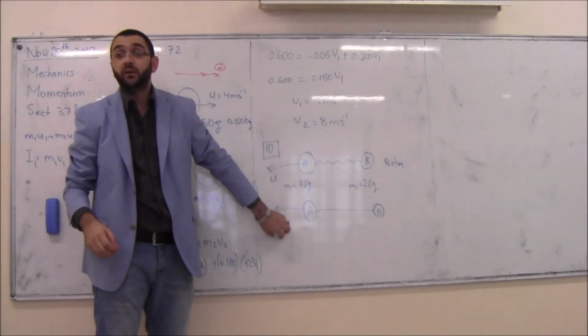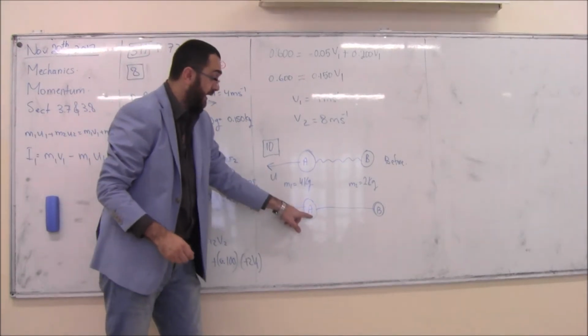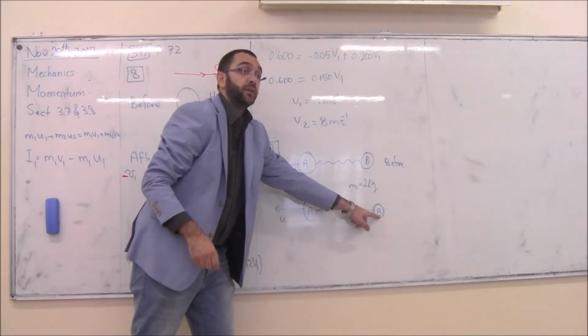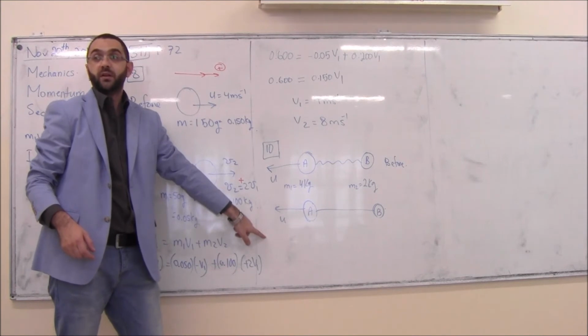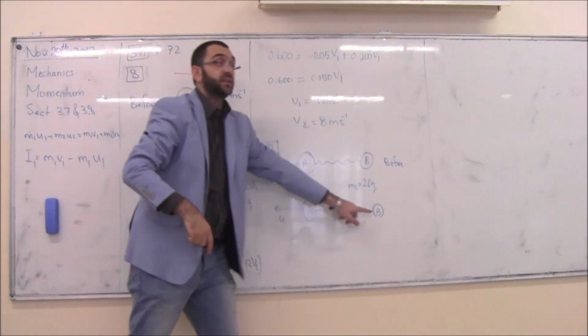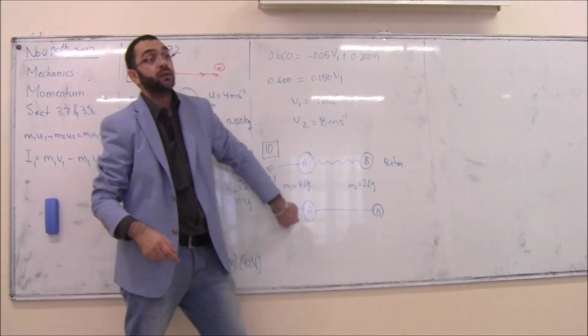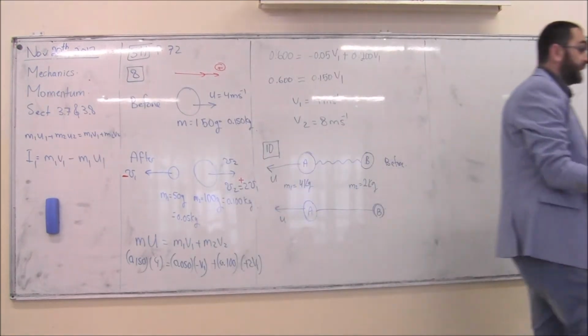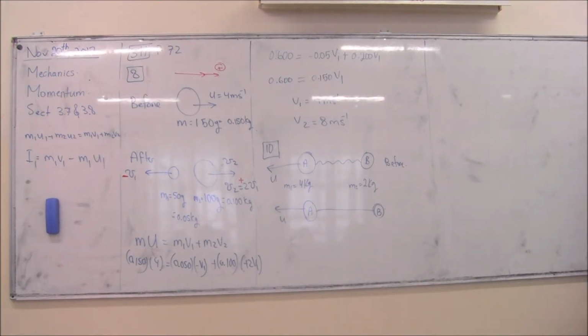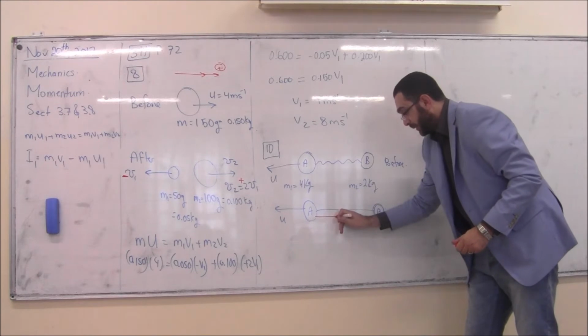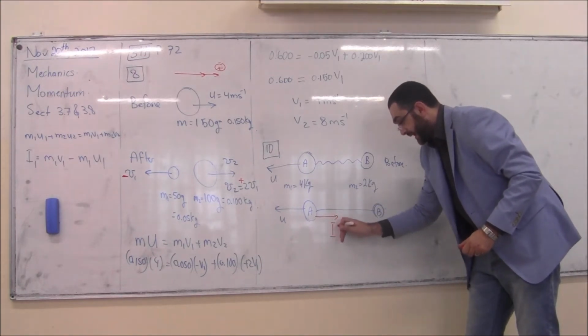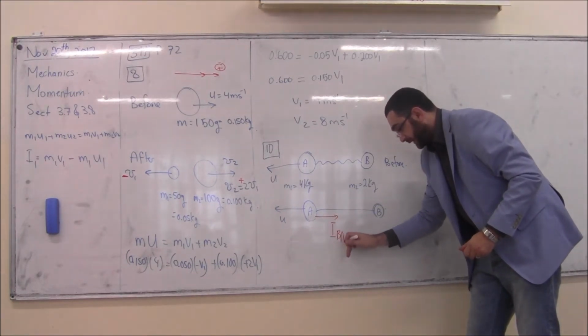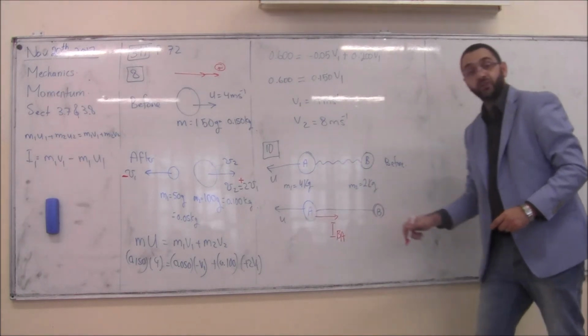Look here, please. A exerts force on B in this direction. As well, B will exert force on A in this direction. So here the impulse will be in this direction. This is the impulse of B on A. B will pull A in this direction.